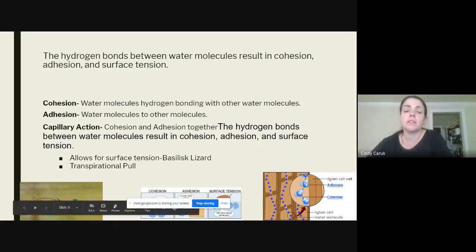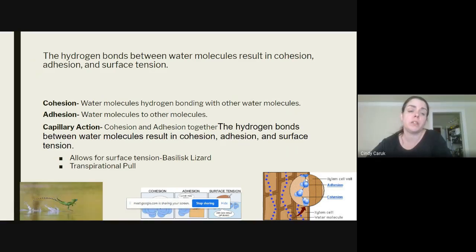And this is very important, cohesion with adhesion, that is capillary action, and that's what allows for transpirational pull. So water is going to be evaporated from the stomata of the leaf, and that creates a negative pressure, a negative pull, which decreases the water potential. So the water wants to go up from roots through the leaves and evaporate. And that allows all parts of the plants to get water.